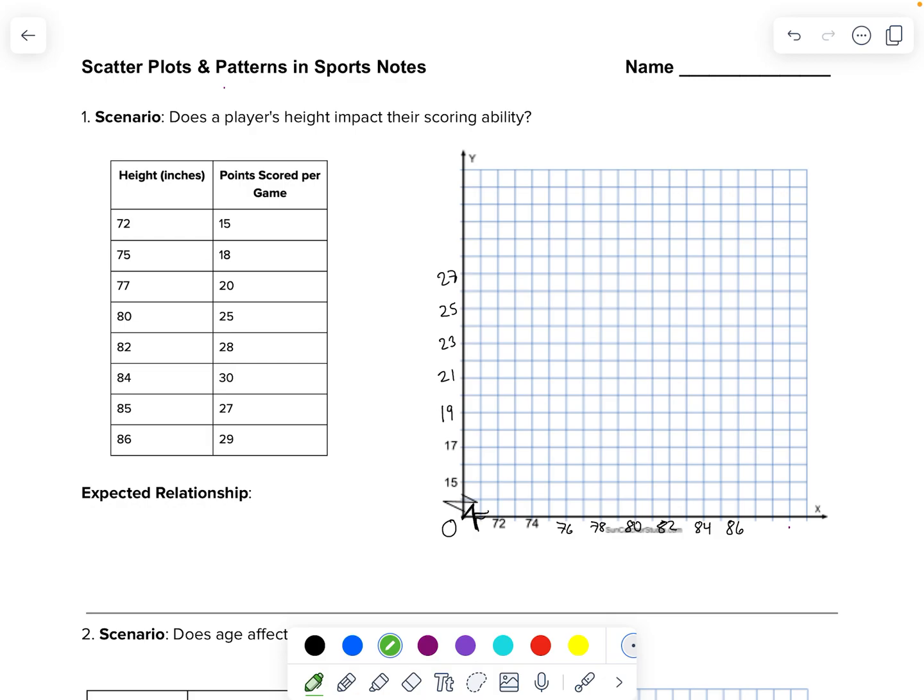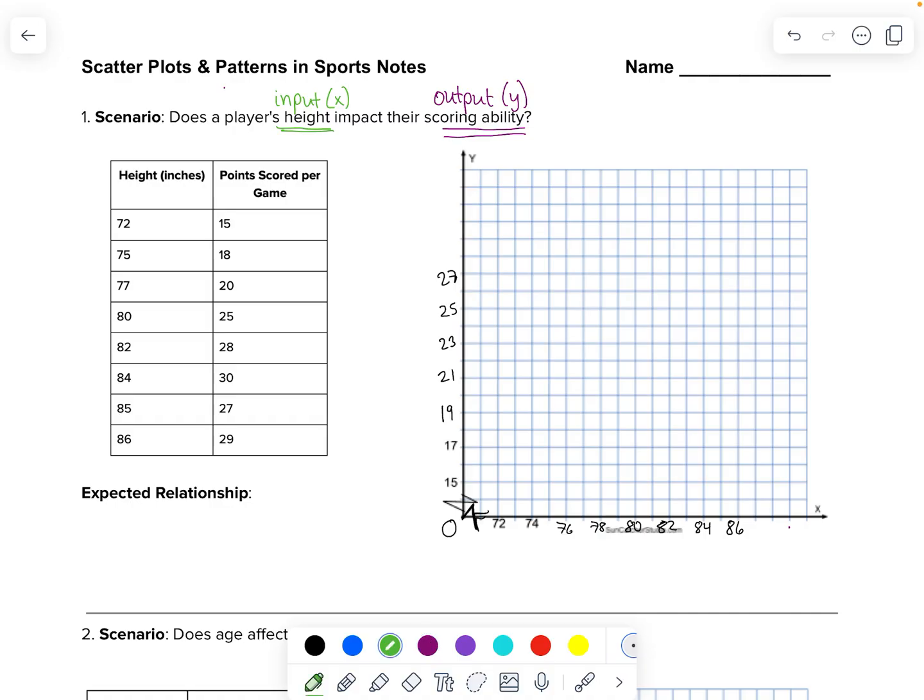So first thing to understand is what our input is and output is. So input is what we are going to change, and in this case we're going to look at different heights of people. So this is input, which we sometimes call x, and then our output is what we think will change based on our heights, and for us that's scoring ability or points per game. So output is what we think is going to be affected, and input is what we think is causing the effect. So cause, effect. Cause is input, effect is output.